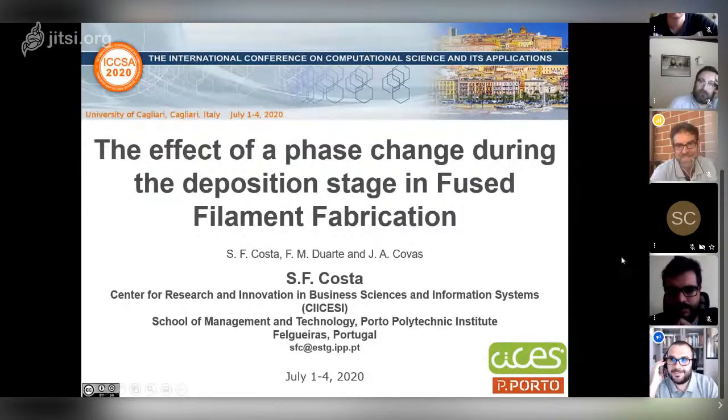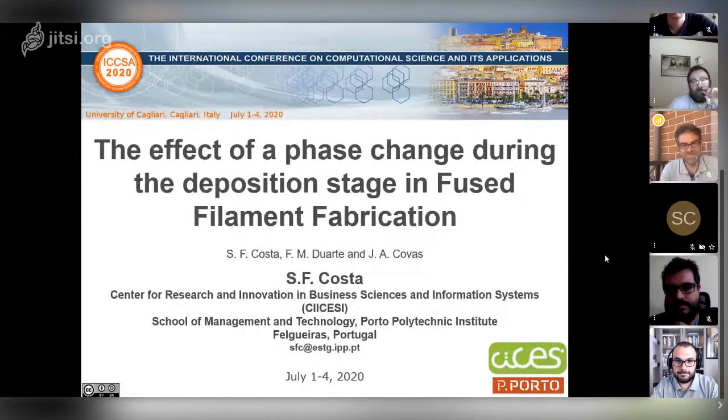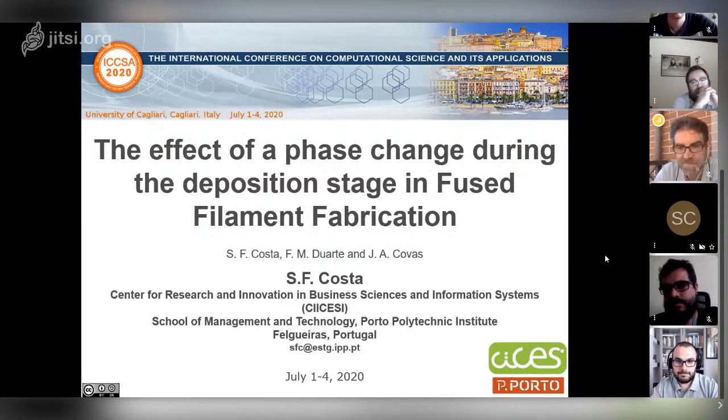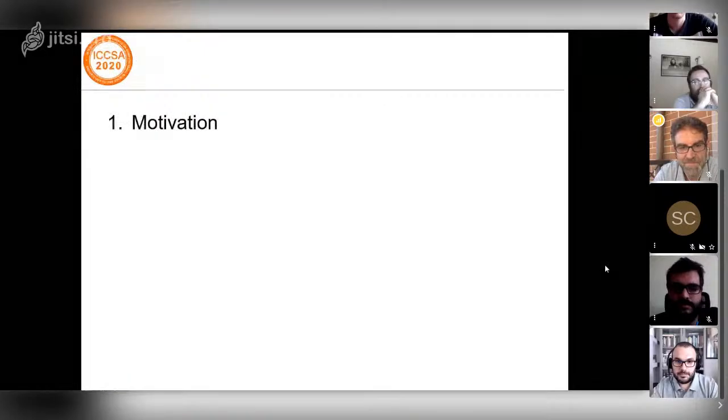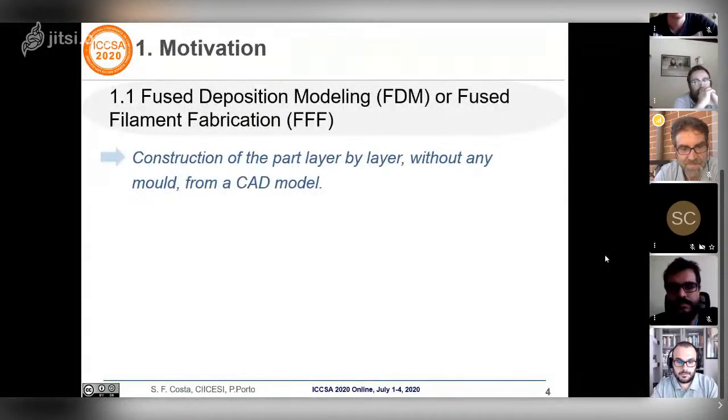Okay. Thank you. So my name is Sidonie, and this work is about the effect of a phase change during the deposition stage in fused filament fabrication. This is the outline of my presentation, so I will start with the motivation. Fused deposition modeling or fused filament fabrication is a rapid prototyping process where parts are constructed layer by layer without any mold from a computer model.